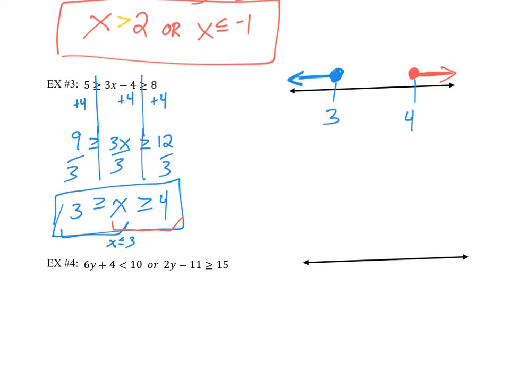Okay, and then again, I just want to point out that when you read this part, I always like to flip it and put the variable first. So I would flip it and say x is less than or equal to 3 instead of keeping 3 on the left and x on the right.